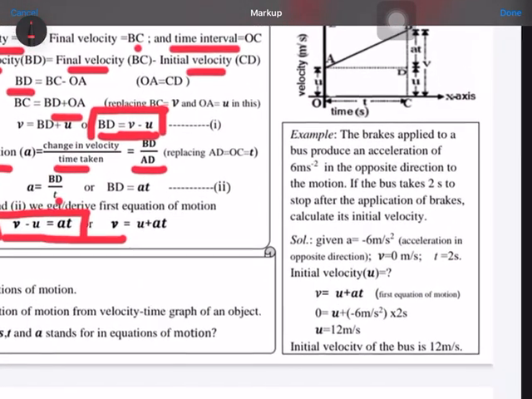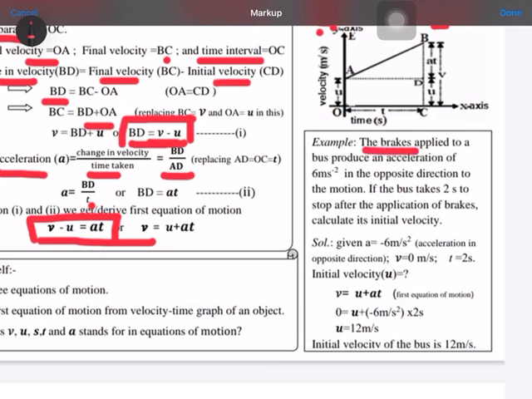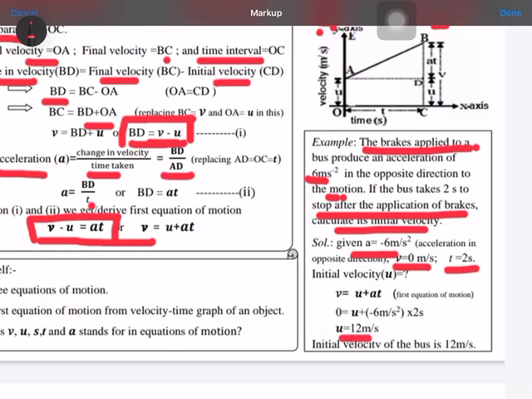You can see the numerical also. The brakes applied to a bus produce an acceleration of 6 meter per second square. So this is acceleration in the opposite direction to the motion. If the bus takes 2 seconds to stop after the application of brake, calculate the initial velocity. So we are given the acceleration but in the opposite direction. That means it will be negative, retardation is there. Final velocity v becomes 0, time is 2 seconds. So v is equal to u plus at. v final velocity 0, a is minus 6 and t is 2 seconds, and so the initial velocity of the bus is 12 meter per second.